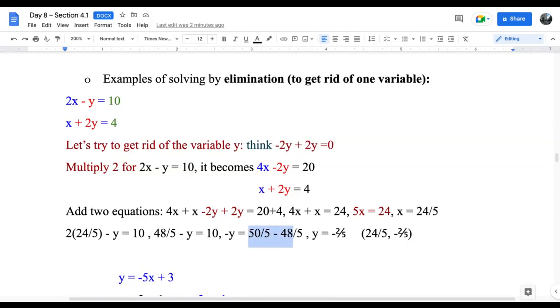But now we have a common denominator of 5, so we can perform this subtraction in terms of the numerators. 50 minus 48, that's 2. So that's negative y. Negative y equals 2 over 5. So y equals negative 2 over 5. So the solution is 24 over 5 for the x value, negative 2 over 5 for the y value. Any questions?